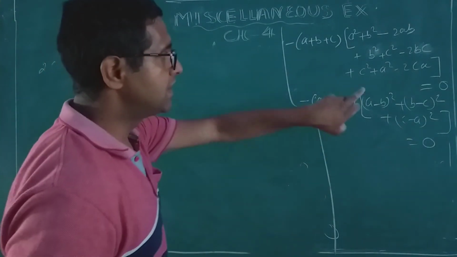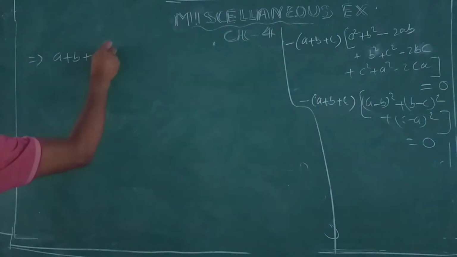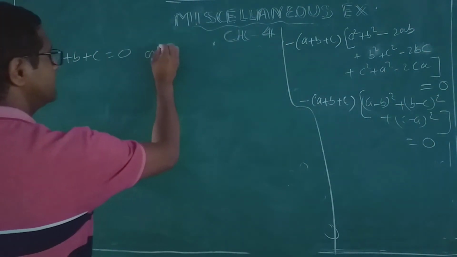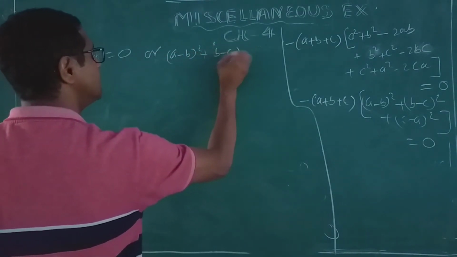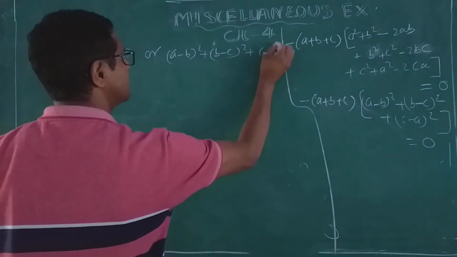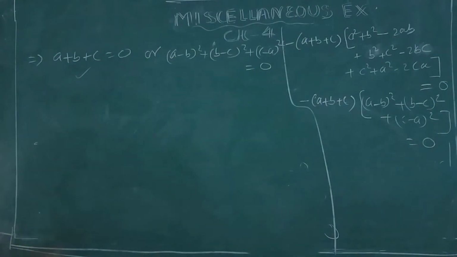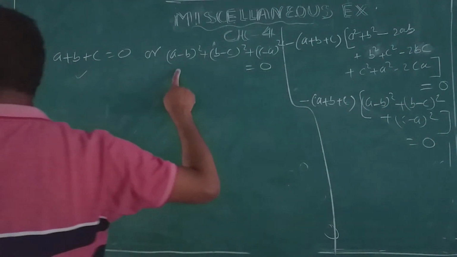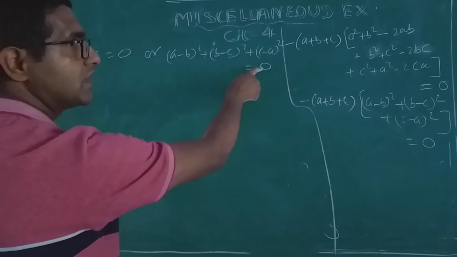Since their product, x into y, equal to 0, so you may write implies A plus B plus C equal to 0 or (A minus B) whole square plus (B minus C) whole square plus (C minus A) whole square equal to 0. Okay, this is equal to 0 means we have found one part. We have to prove that A plus B plus C equal to 0. The second part, (A minus B) whole square plus (B minus C) whole square plus (C minus A) whole square equal to 0.